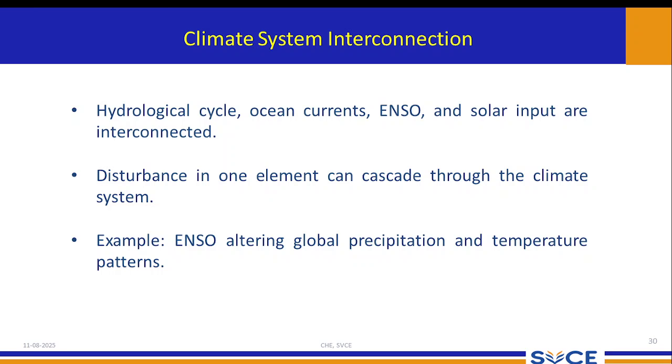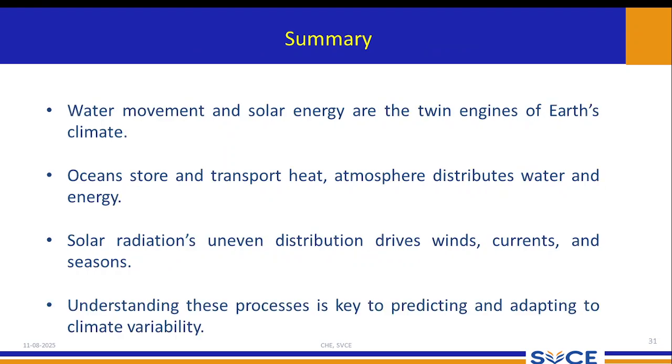Disturbance in one element can cascade through the climate system. So when you disturb one thing, obviously there will be a cascade effect that can be seen on the climate system. Example: ENSO altering global precipitation and temperature patterns, the rainfall and also the temperature pattern. Sometimes you will get a flood, sometimes a drought. In summary, what you need to take away from here is that it is all interconnected.